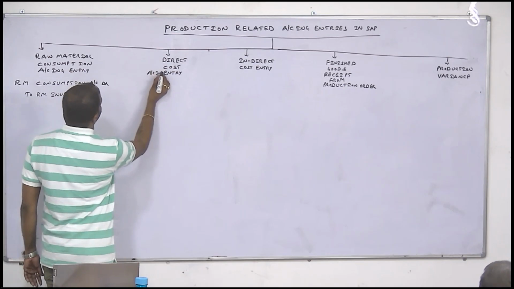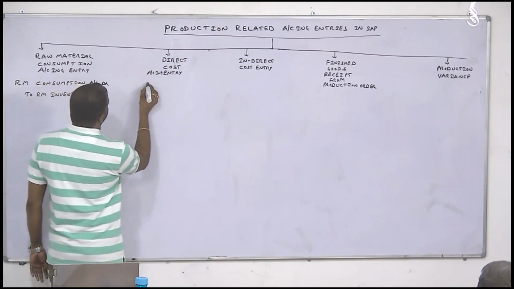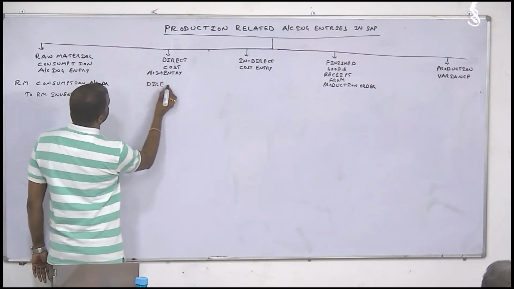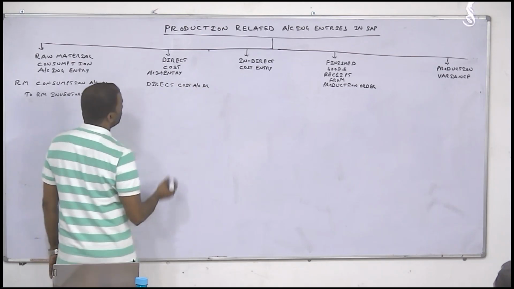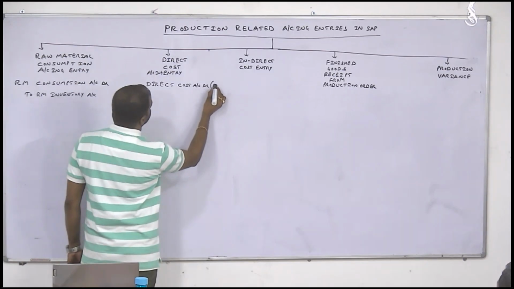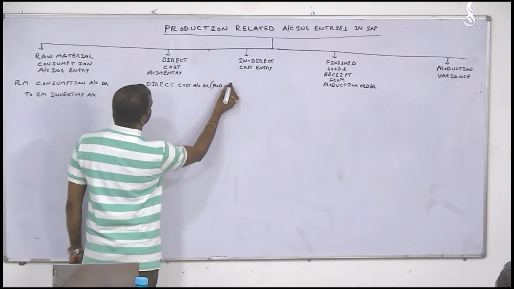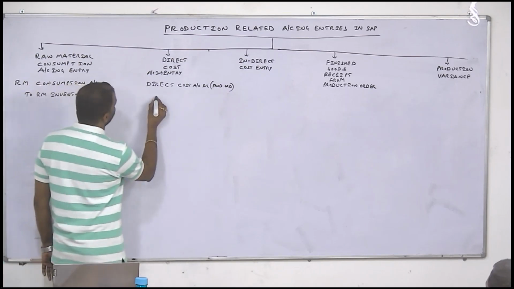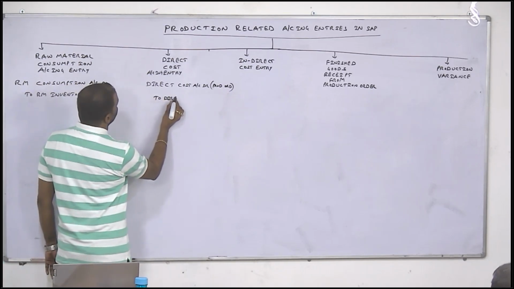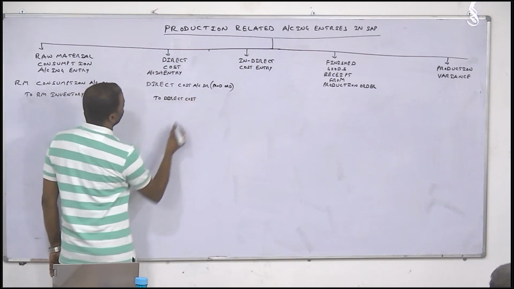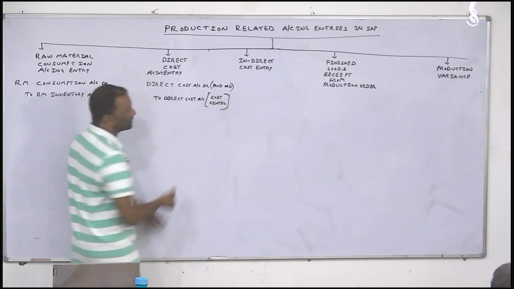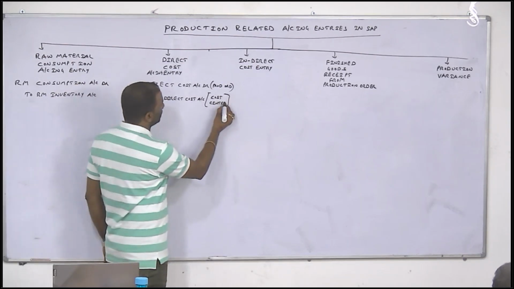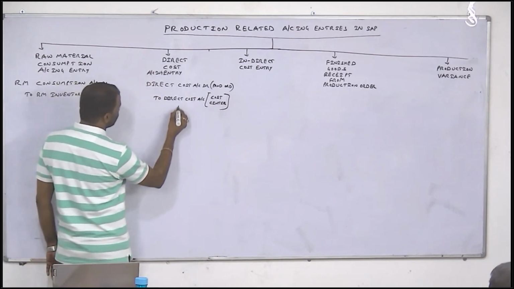Direct cost. In a simple way, you can put direct cost account debit, production order, to direct cost credit, direct cost account. You can put this one as cost. We will discuss later what production order is and what cost center is. But you should remember and understand this here.